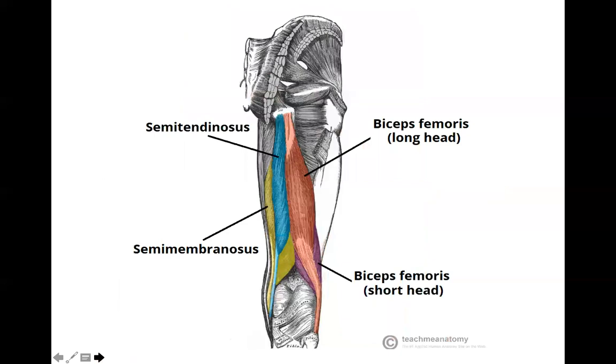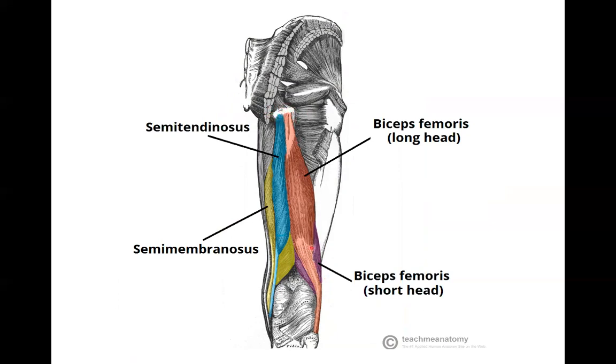Now I'm moving to the posterior surface of the thigh, and these are the muscles that are called the hamstring muscles. These are 3 muscles that are collectively functioning to flex the knee. This is biceps femoris, semimembranosus, and semitendinosus, and all of them originate up at the ischial tuberosity.